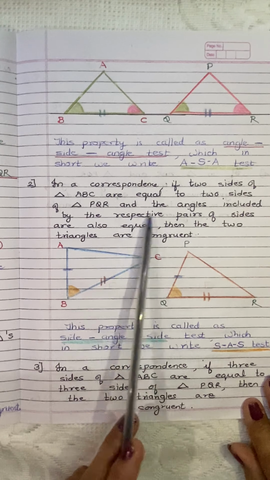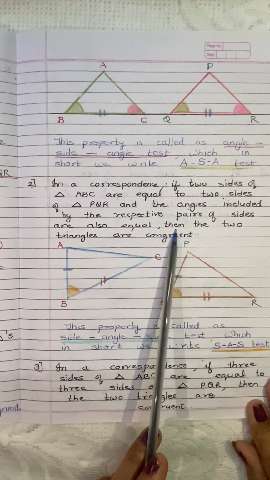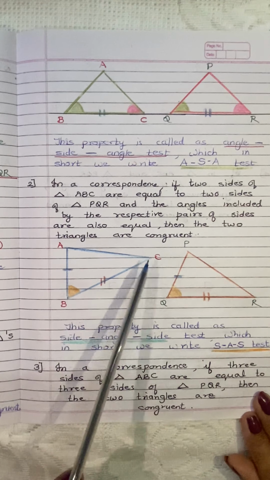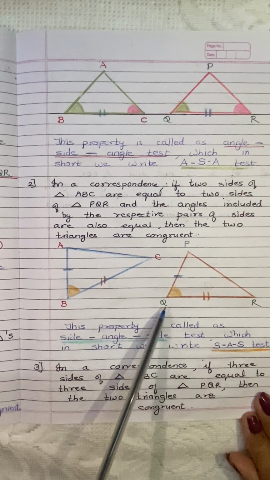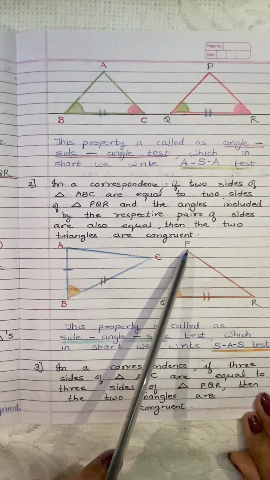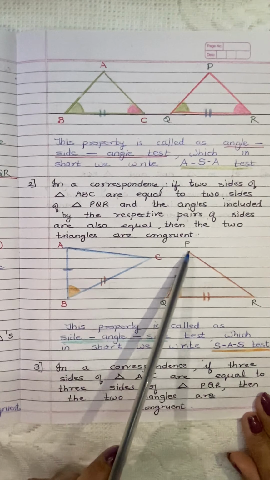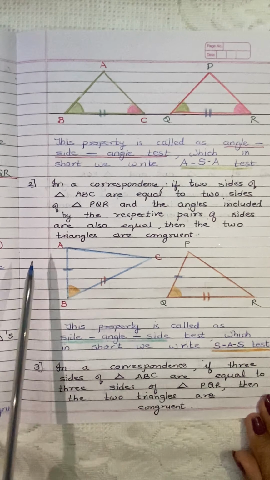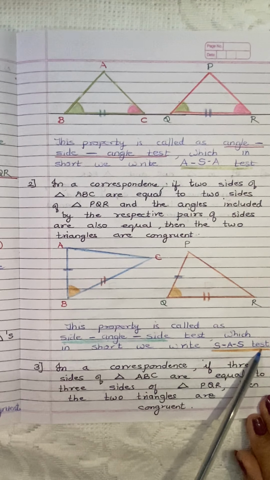Second one: in a correspondence, if two sides of triangle ABC are equal to two sides of triangle PQR and the angles included by the respective pair of sides are also equal, then the two triangles are congruent. If you look at it, AB is equal to PQ, BC is equal to QR, and angle ABC is equal to angle PQR. This property is called side angle side, that is, the SAS test.